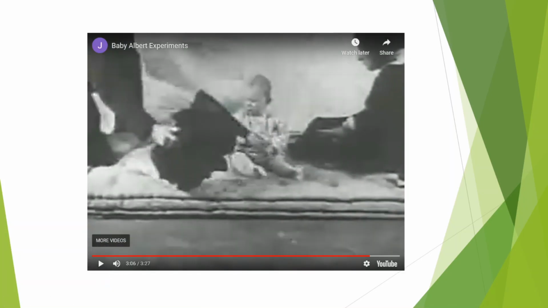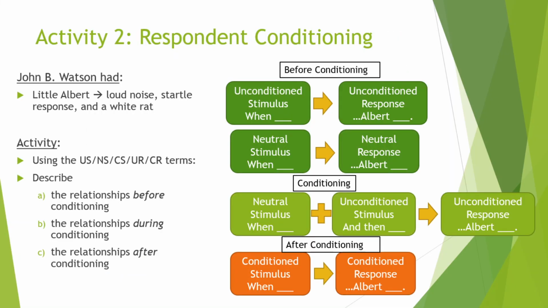So obviously this is a pretty sad and unethical experiment, but it is a good example of how respondent conditioning looks. And so what you're going to be doing for your next activity is you're going to think about what parts of the experiment match with these different terms. So before conditioning, what was the unconditioned stimulus and what was Albert's unconditioned response? What would be the neutral stimulus and what would be the neutral response?